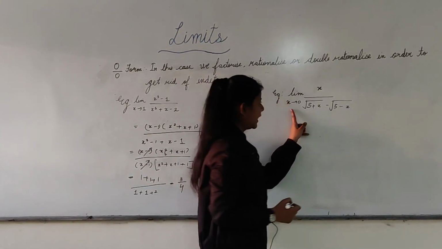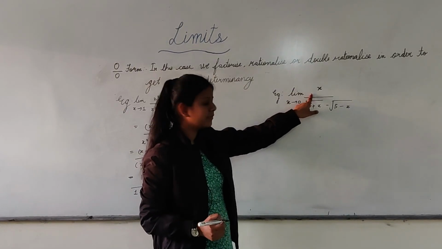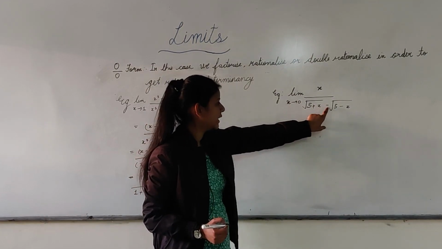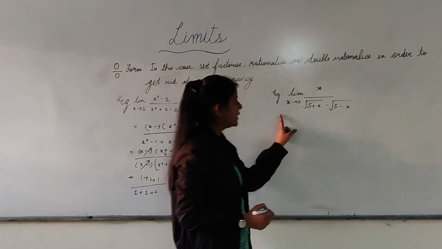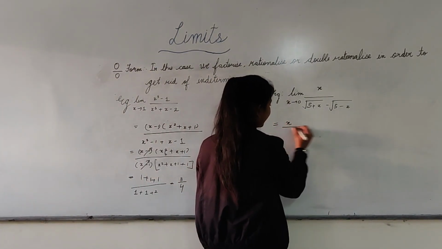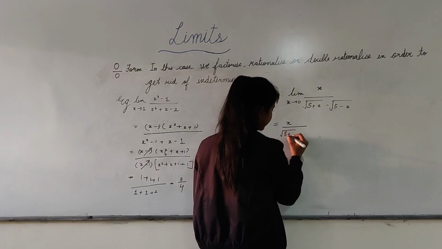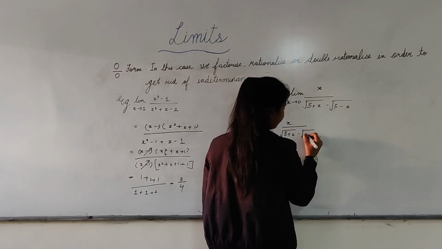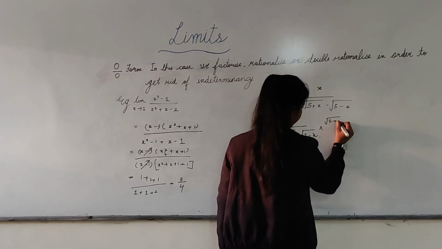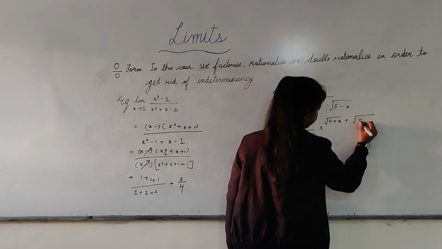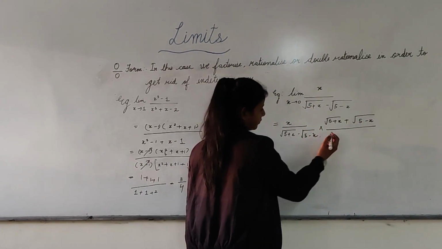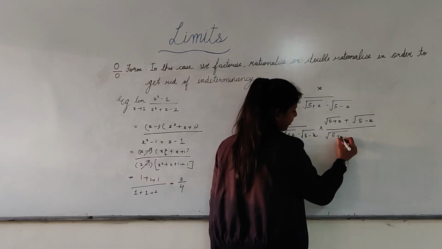That is, limit x tending to 0. What will the function approach? x upon under root (5 plus x) minus under root (5 minus x). In this case, we rationalize. Now, x upon under root (5 plus x) minus under root (5 minus x) into, now we rationalize here, multiplying by its conjugate.